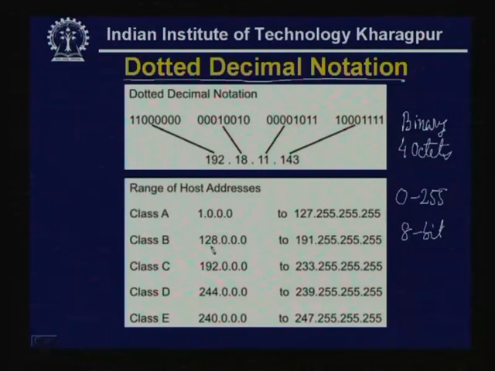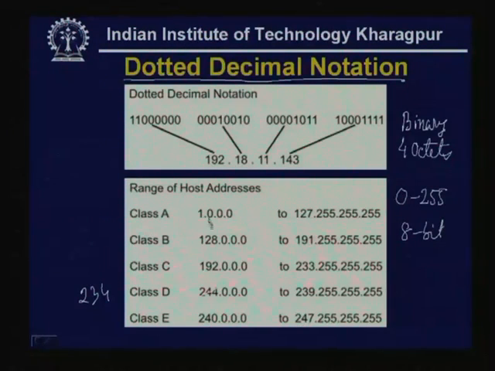So, if it is between 128 to 191, it belongs to class B. If it is from 1 to 127, it is class A, and then class C is from 192 to 223, and then class D is from 224 to 239, and class E is from 240 to 247. Here there is a mistake; it should be 224.0.0.0 to 239 for class D, and on the other hand it is from 240 to 247. This is class E, of course it is not in use.